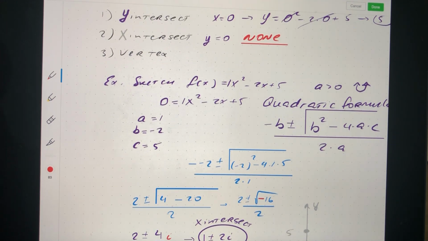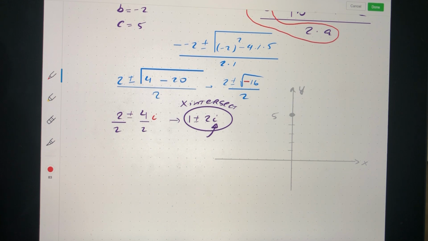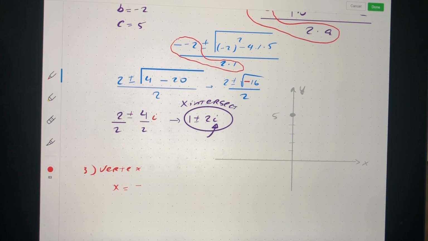Now the vertex. To find the vertex, we need the x and y coordinates. The x coordinate is negative b over 2a. That's the same as the front piece of the quadratic formula. If we type that in, we will get the x value. So here is the third piece, which is the vertex, and the x is negative b divided by 2 times a, which we have done right here, and it came out to be 2 over 2, which is 1. So our vertex has an x value of 1.